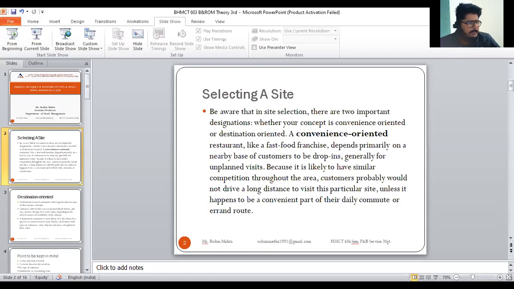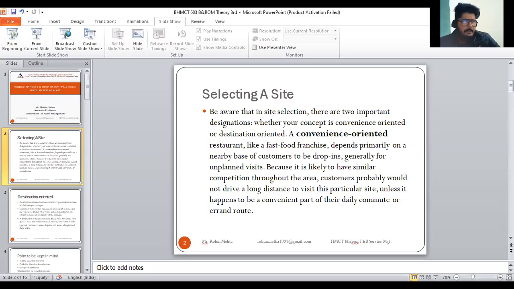Okay, that is only with the convenience oriented restaurant, because it is likely to have similar competition throughout the area, because there are so many other restaurants over there. So we have to keep in mind that there are so many restaurants where we are opening a restaurant, so we also check the food quality and all those things. Okay, because we have to compete with other restaurants also.